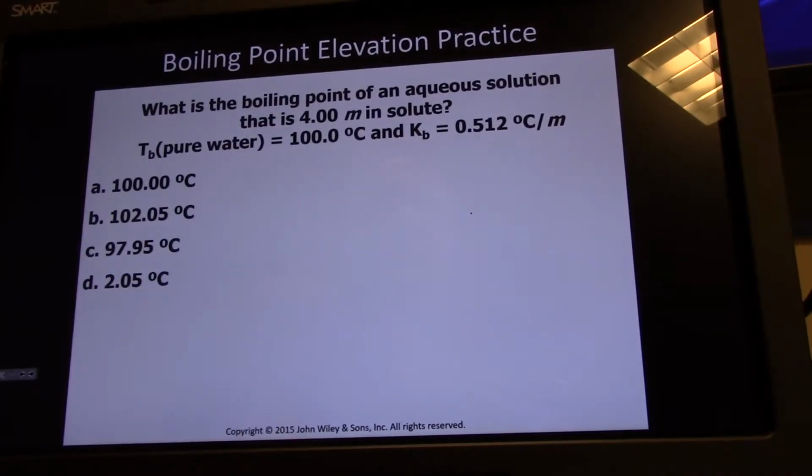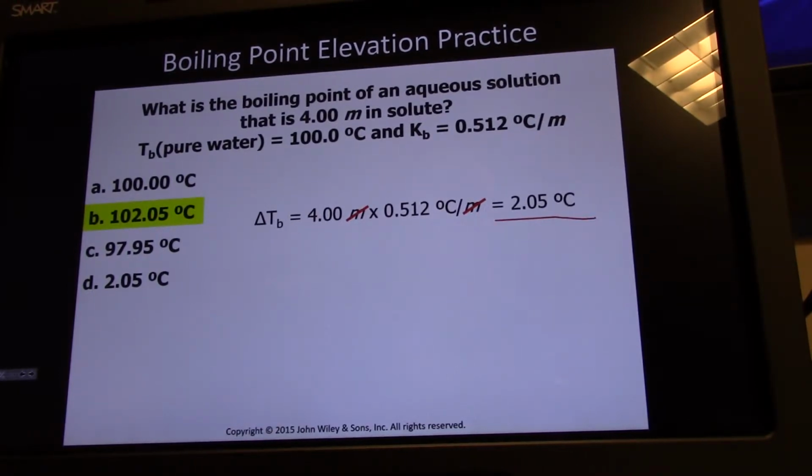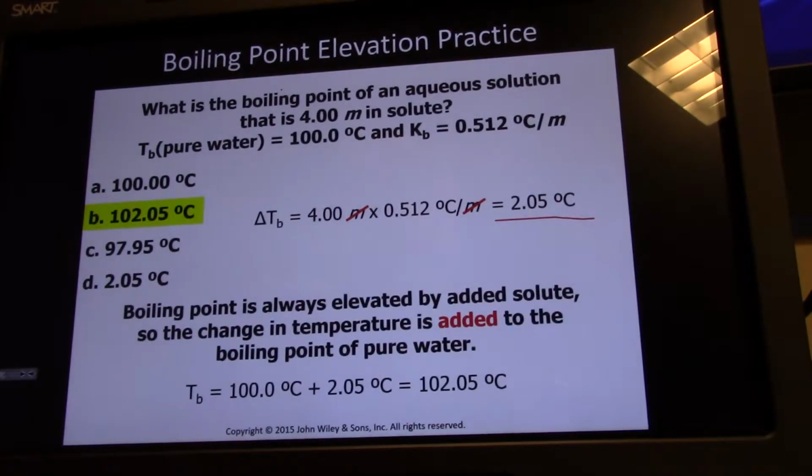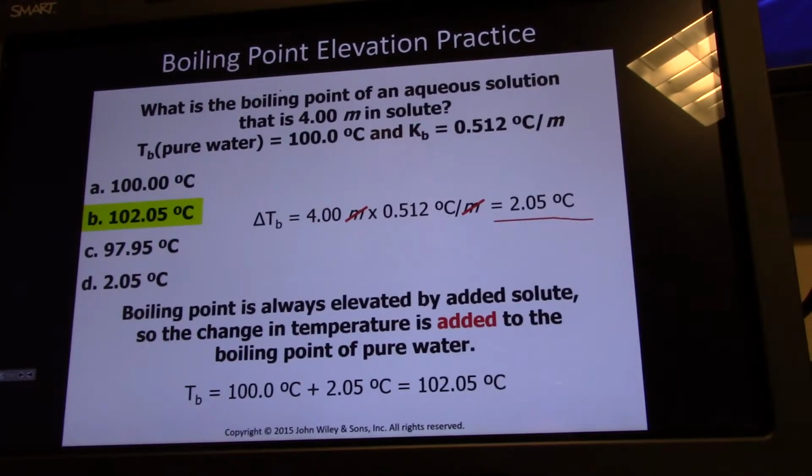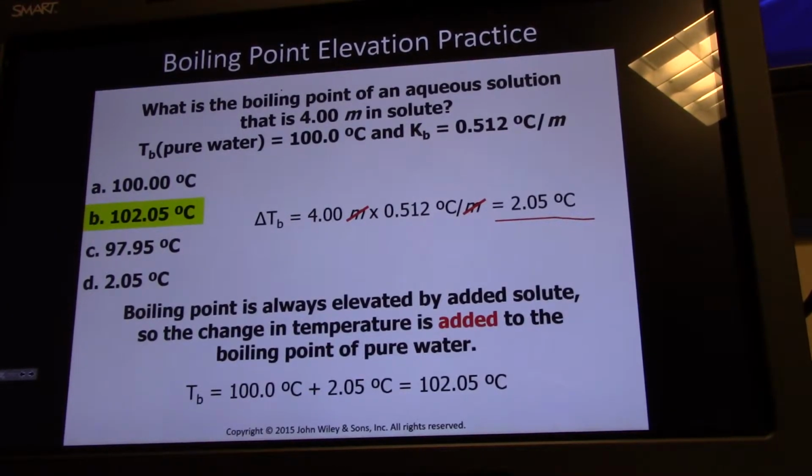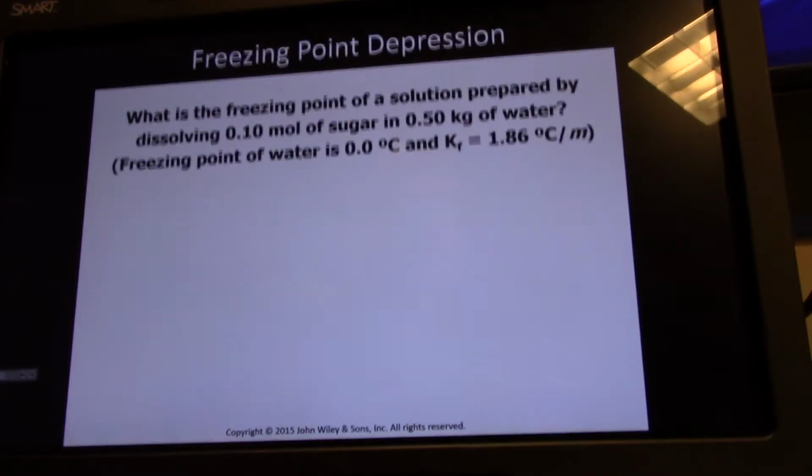What is the boiling point of an aqueous solution that is 4 molal? Well, it'll be 4 times 0.512. We get a delta T of 2.05, and they're asking about boiling point, so you add that to the boiling point, because boiling points go up. If we're dealing with freezing points, you'd subtract that, because freezing points go down. And again, with freezing points, you'd use Kf, not Kb.